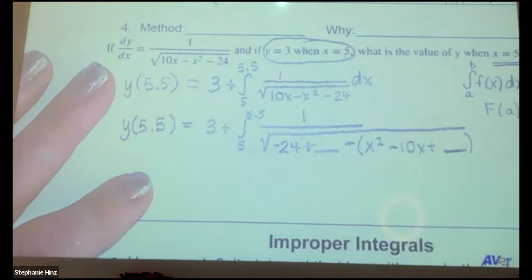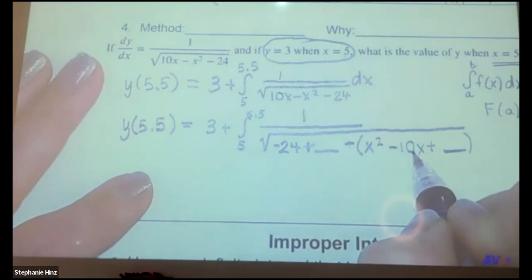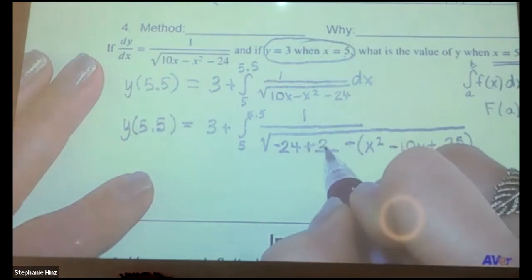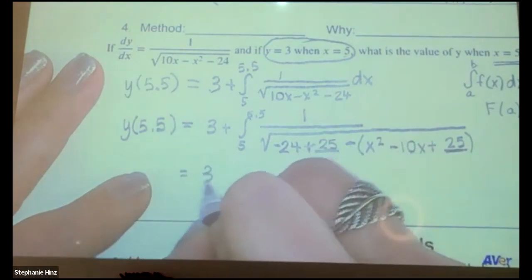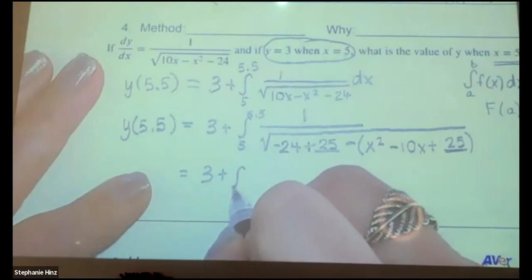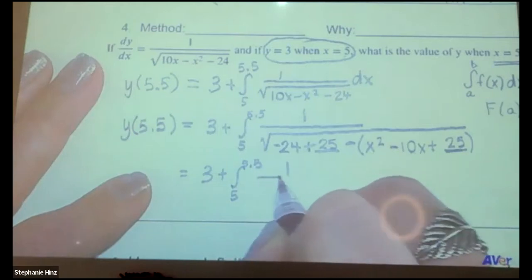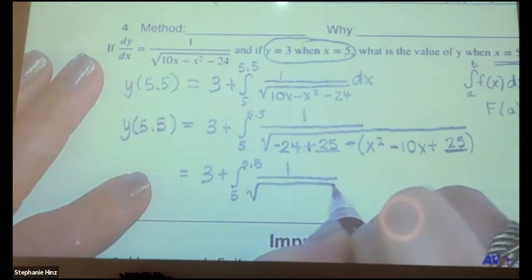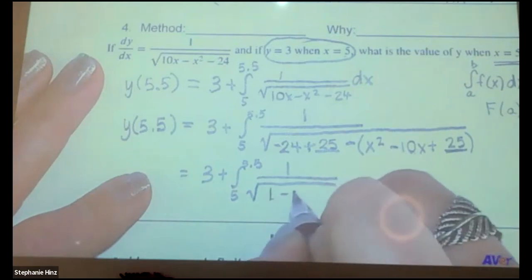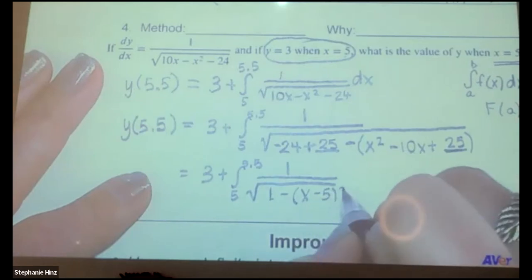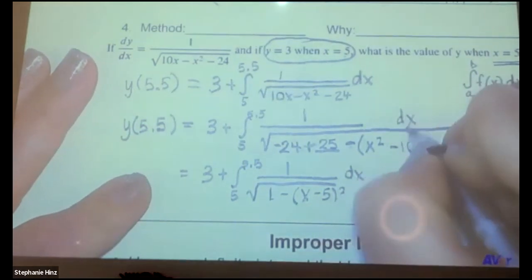So completing my square here, if I take the 10 and divide it by 2 and square it, I get 25. So this is a minus 25. I need a plus 25 here. So now I've got the antiderivative from 5 to 5.5. Then I've got 1 over, and this turns out to be 1 minus, this is a perfect square, x minus 5 quantity squared. And of course I have a dx that I've been leaving off.